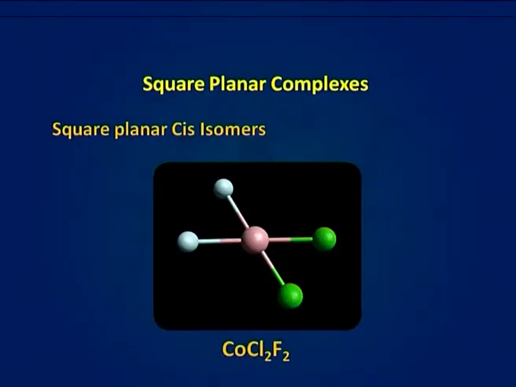The square planar geometry for M(A2)(B2) however gives two possible arrangements, cis and trans isomers. For example, here is cis isomer for CoCl2F2. You can see this pink color is the atom of cobalt, blue are fluorines and green 2 chlorines. In this figure, 2 chlorines have a 90-degree angle and 2 fluorines also have a 90-degree angle. Hence, this isomer is a cis isomer.